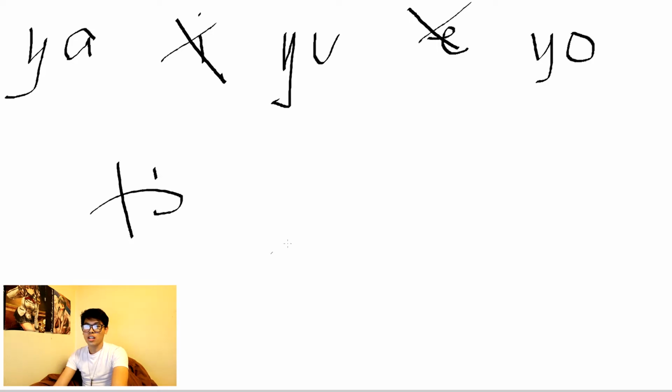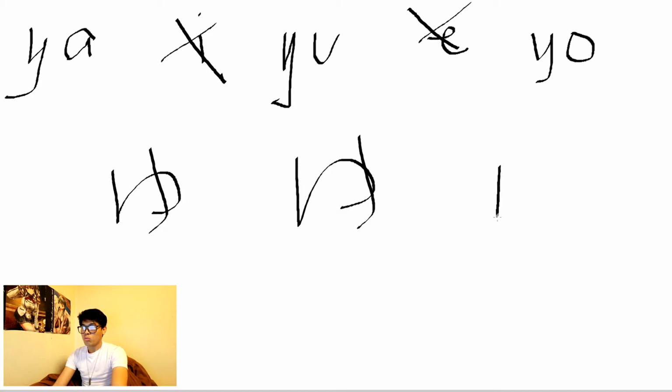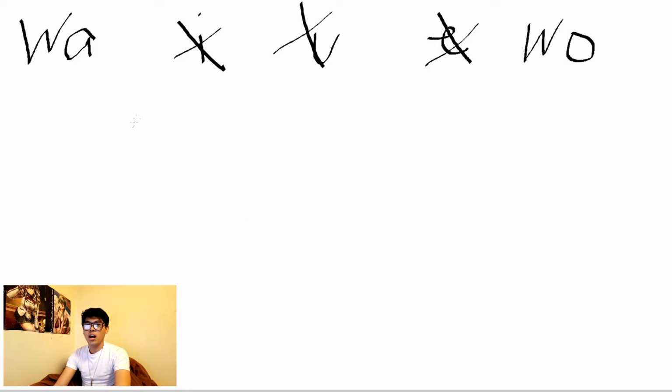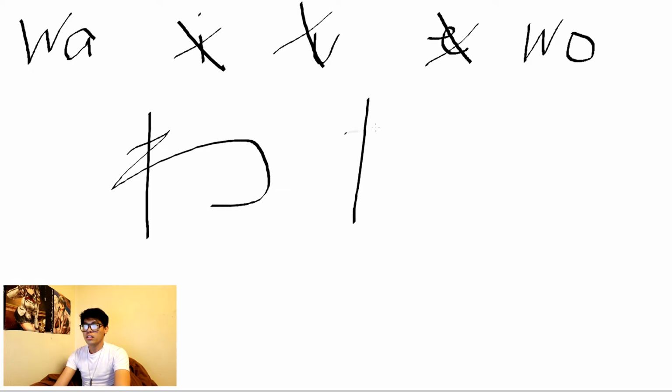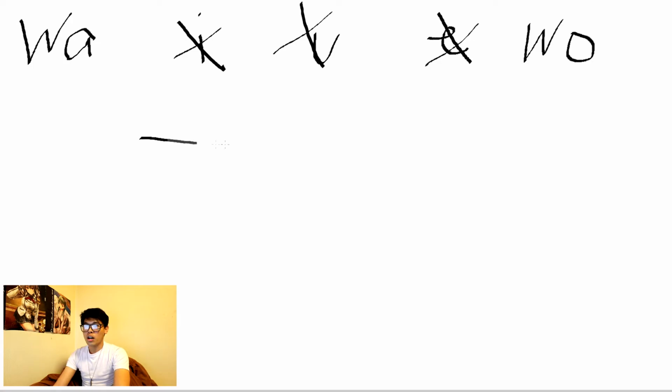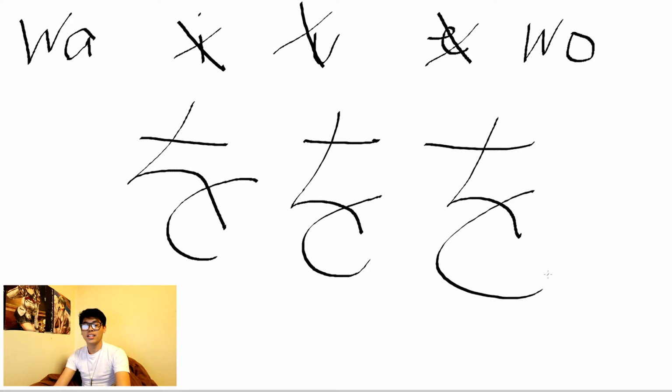How do you write ya? 1, 2, 3. That's ya. Yu: 1, 2. That's yu. Yo: 1, 2. That's yo. How do you write wa? 1, 2. That's wa. Wo: 1, 2, 3. That's wo.